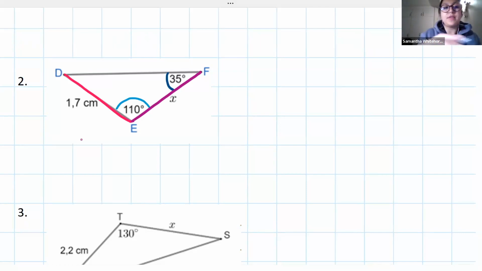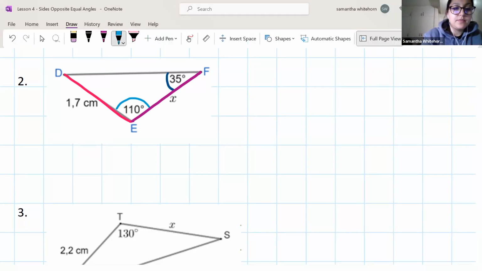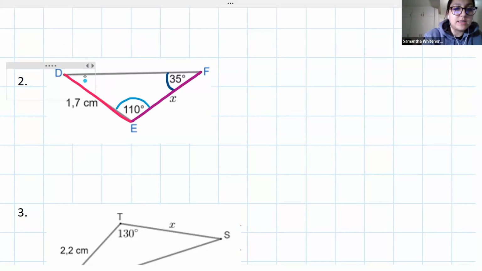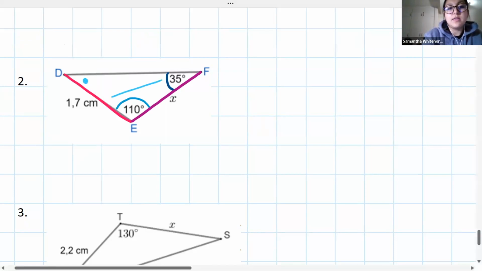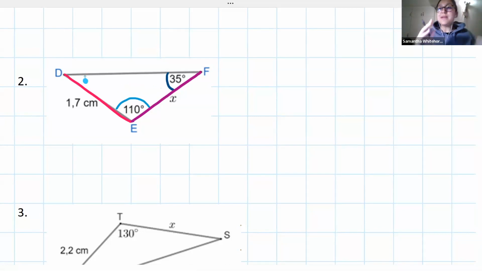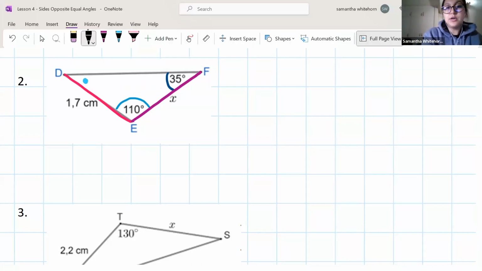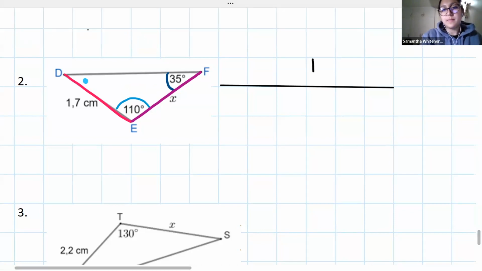But I know that if I go and work out this angle here at D, if I can show that that is also equal to 35 degrees, then I've got sides opposite equal angles. But I first need to do that. And this is what I was saying earlier. Everything I do that leads me to my answer, I have to write down. Right, so let's set up our page. Whatever, doesn't matter if it's not straight.